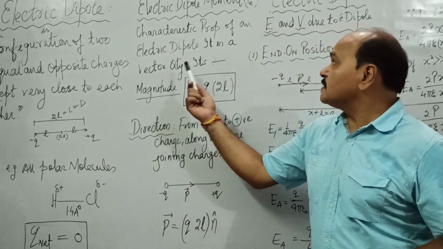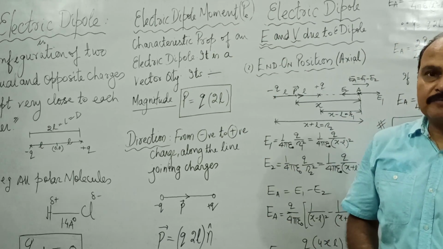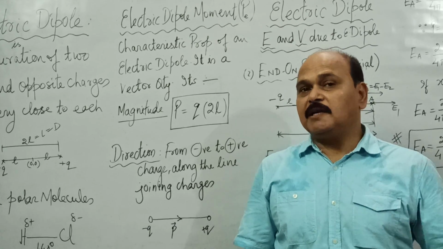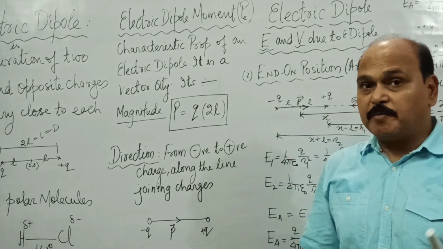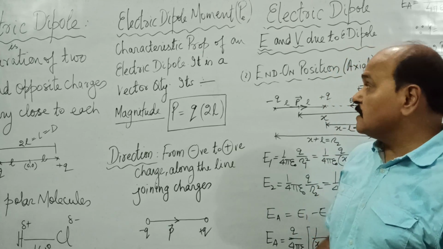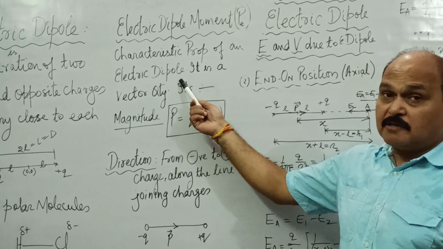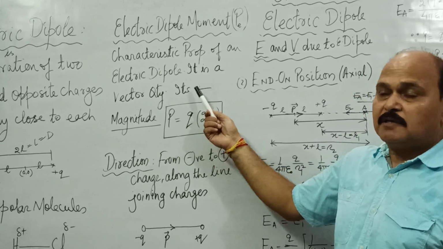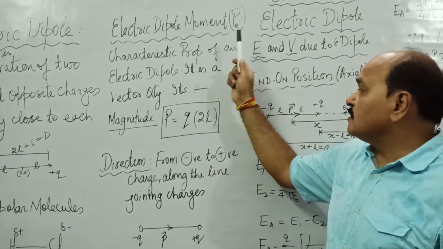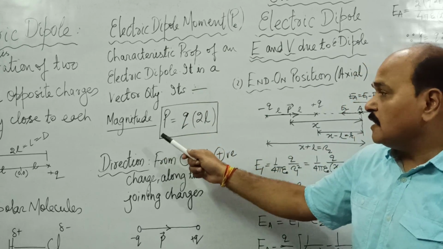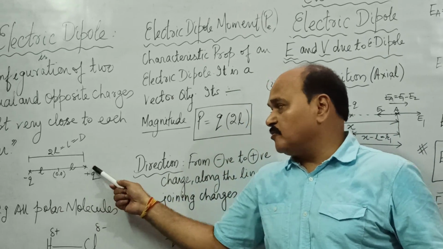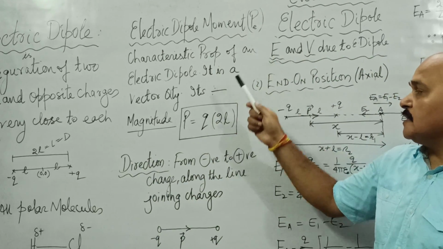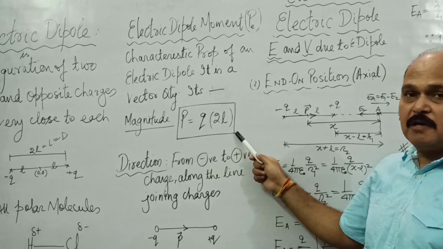Well, what is electric dipole moment? Children, electric dipole moment is the characteristic property of an electric dipole. It characterizes an electric dipole and is always an invariant. It is a vector quantity. Its magnitude is defined as the product of either of the two charges with the separation between the charges. That is p. The magnitude of electric dipole moment is q into 2l.